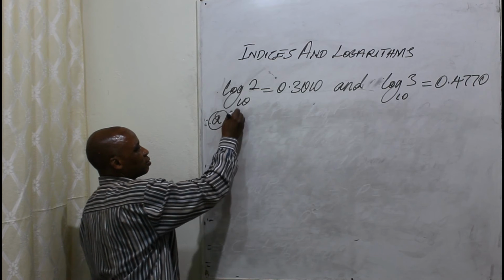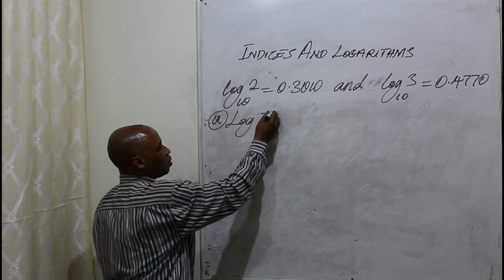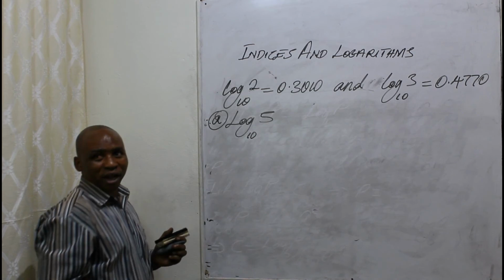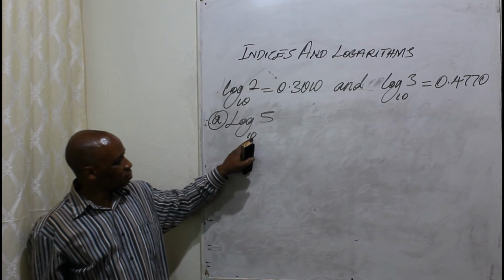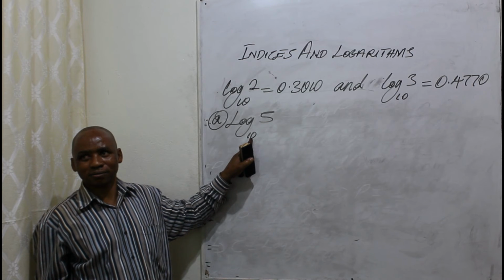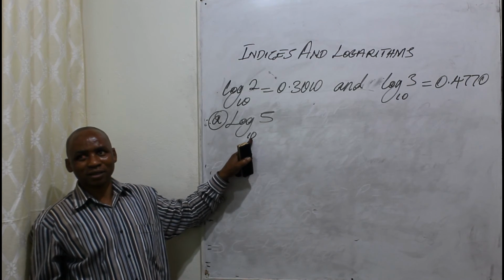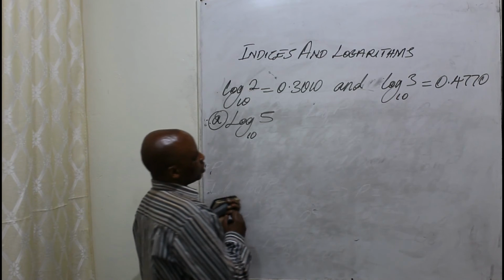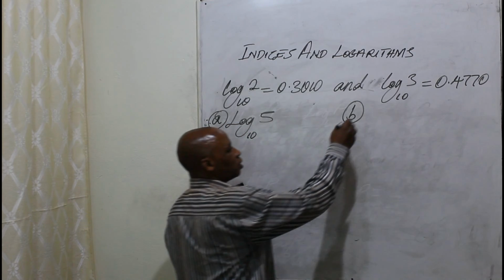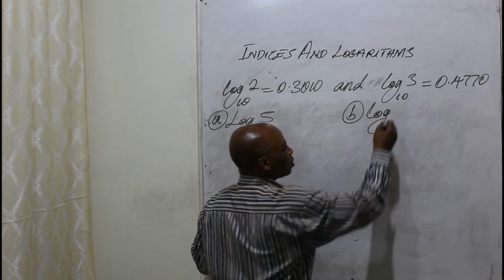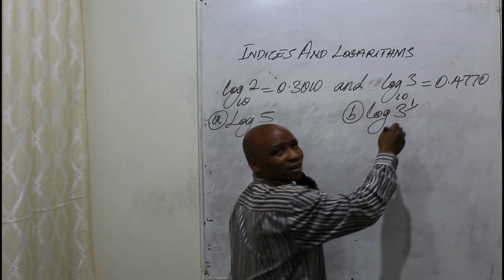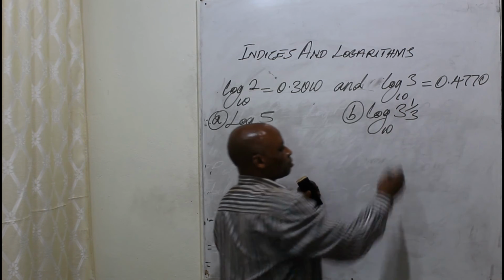A. Log 5 to base 10. And don't forget, when there is no base indicated, it means the given base is 10. That is by standard. And then B. The log of 3 whole number 1 over 3 to base 10.